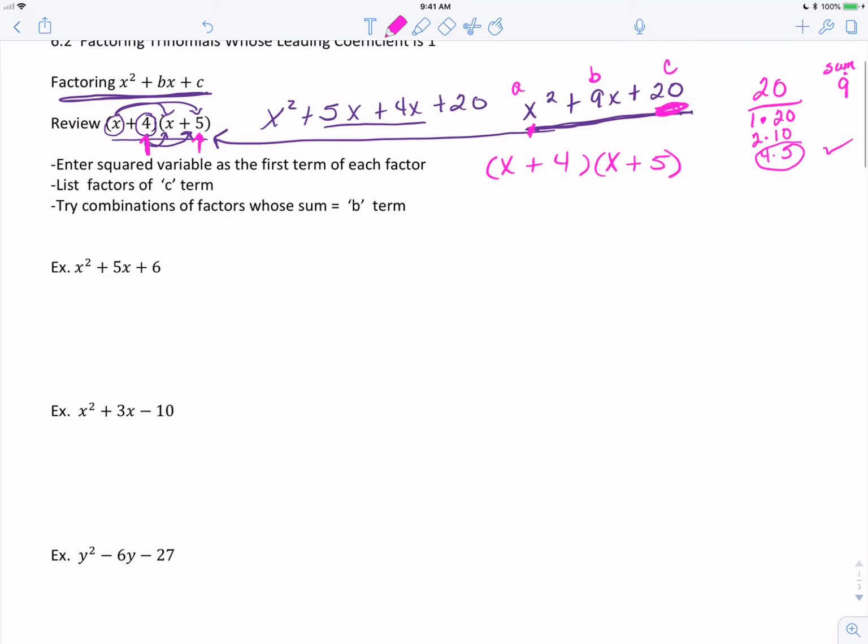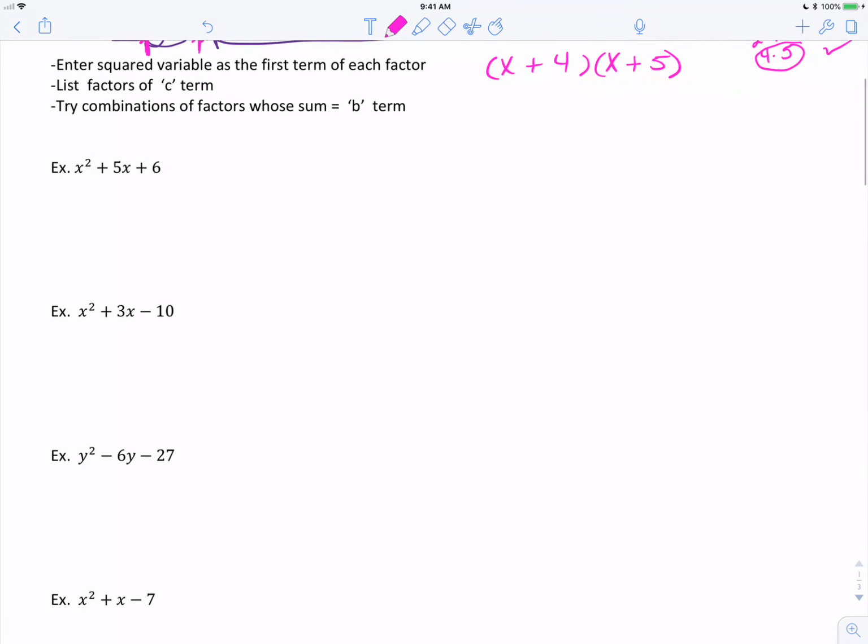That's all that we're going to do for each one of these. We're going to list out the factors of the C term and then figure out which one adds up to be the B term. So it multiplies to be C, adds to be the B. So again, here's our A term, here's our B term, here's our C term. We're going to look for factors of 6 whose sum is the B term, which is 5.